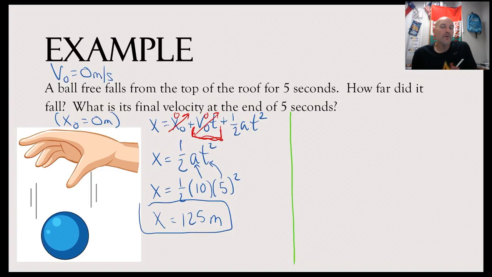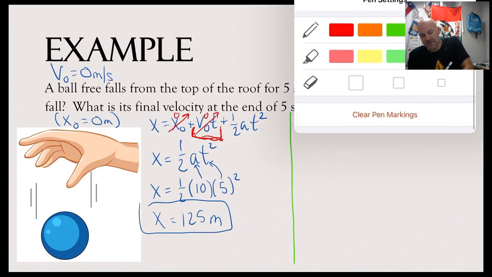Now, that's got to be a really tall building, 125 meters. If you think about it, you multiply that by 3, it's about 400 feet. So it's a really tall building. It has to be a high rise, at least a 40-story high rise almost.